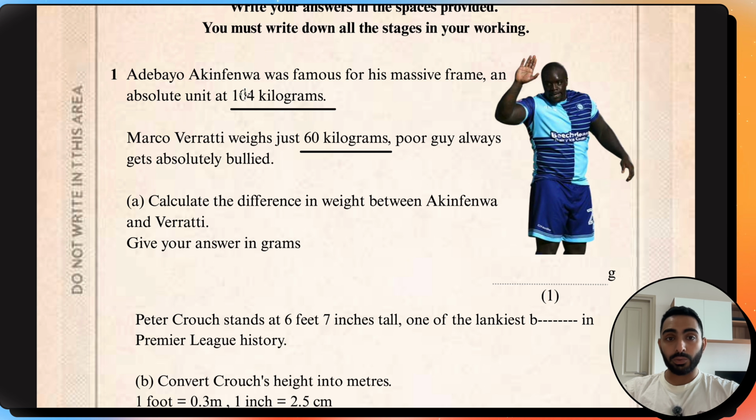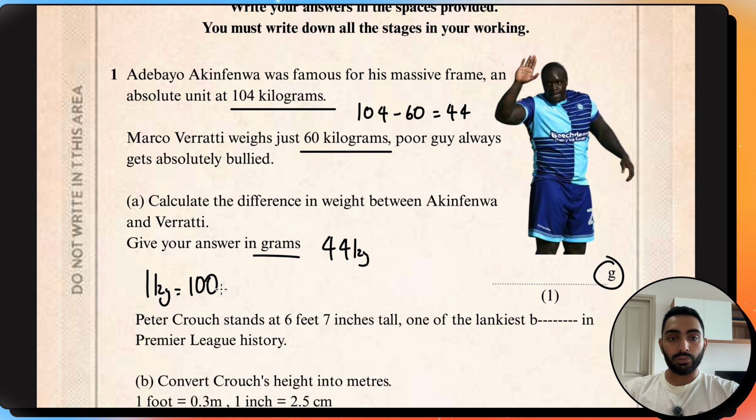We need to find the difference between both of these. We're going to take them away from each other. I'm doing 104, take away 60. 60 to get to 100 is 40, so it's going to be 44. And this is in kilos. We want to change it into grams because the answer is in grams. 1 kilogram is the same as 1,000 grams, and that means we need to multiply by 1,000 to get into grams. It's going to be 44 with 3 zeros, 44,000 grams.